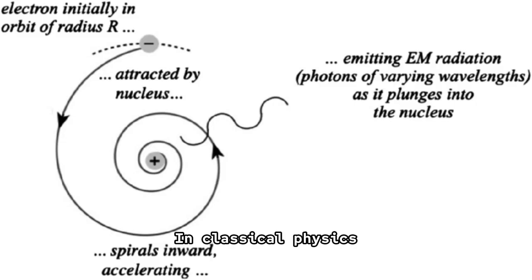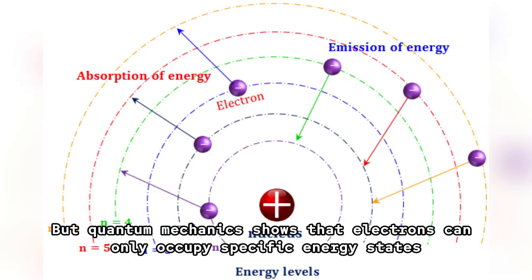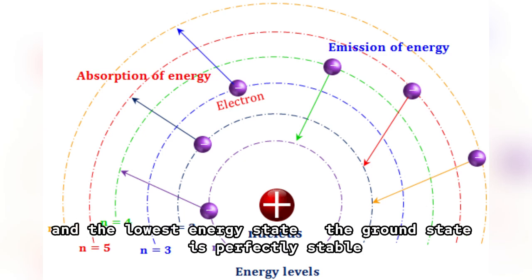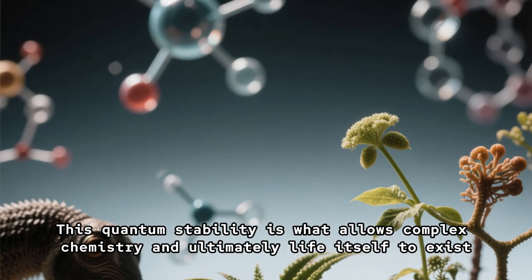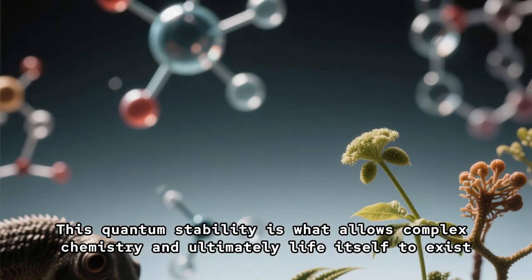Moreover, these quantum energy levels explain why atoms are stable. In classical physics, orbiting electrons should gradually lose energy and spiral into the nucleus, causing all atoms to collapse. But quantum mechanics shows that electrons can only occupy specific energy states, and the lowest energy state, the ground state, is perfectly stable. This quantum stability is what allows complex chemistry and ultimately life itself to exist.